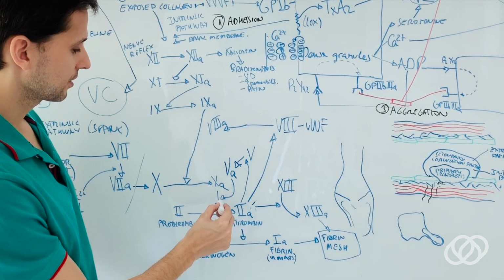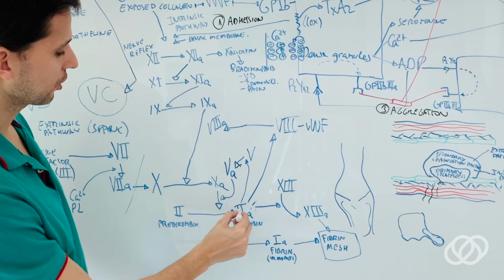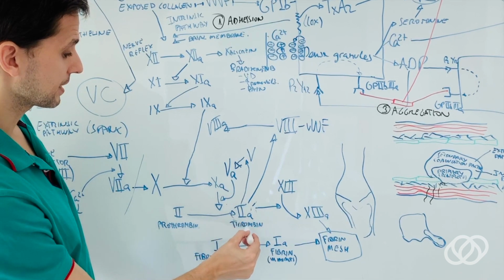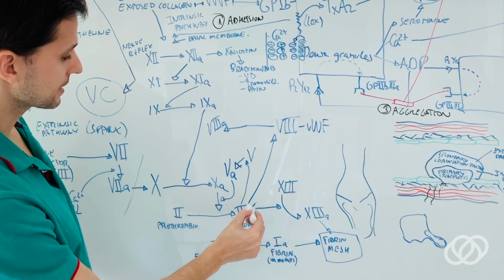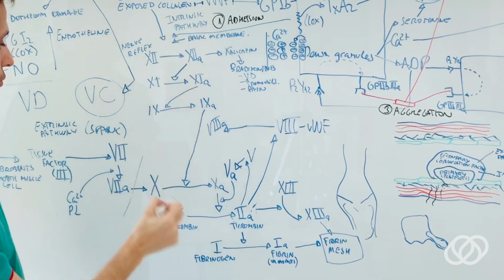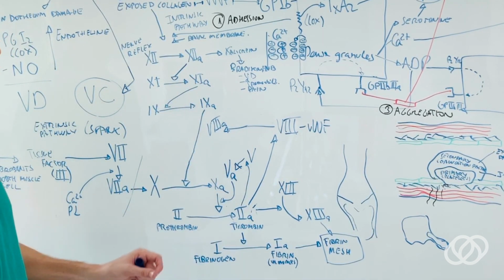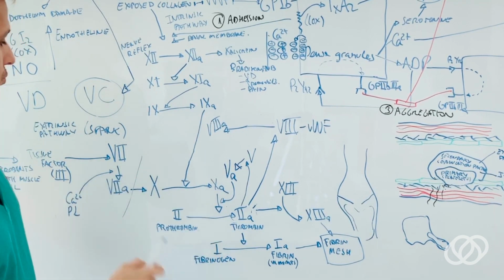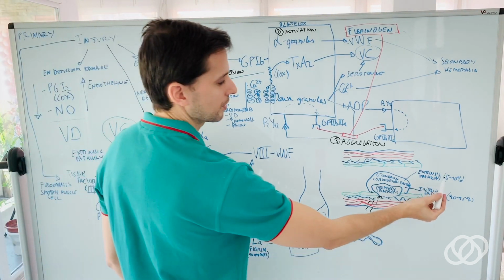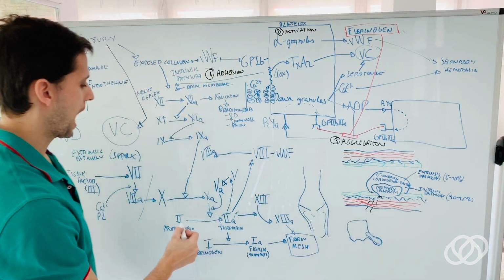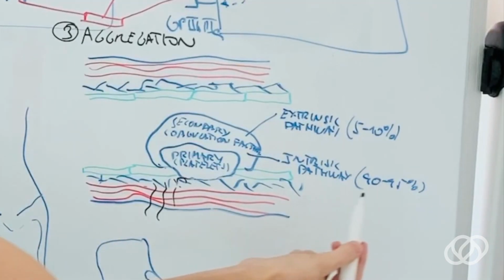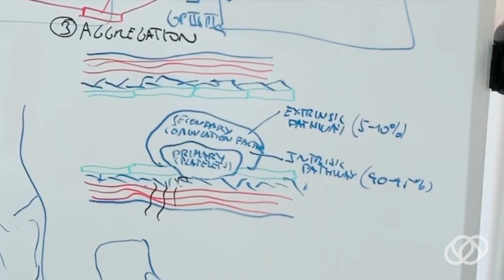So in the end we can see that there are a lot of feedbacks in which factor 2 or thrombin is involved, and when we add the intrinsic pathway to the coagulation, we get a much bigger clot. That's why the extrinsic pathway is only 5 to 10% of the clot, and the intrinsic pathway with all the feedbacks gets like 90-95% of the clot.